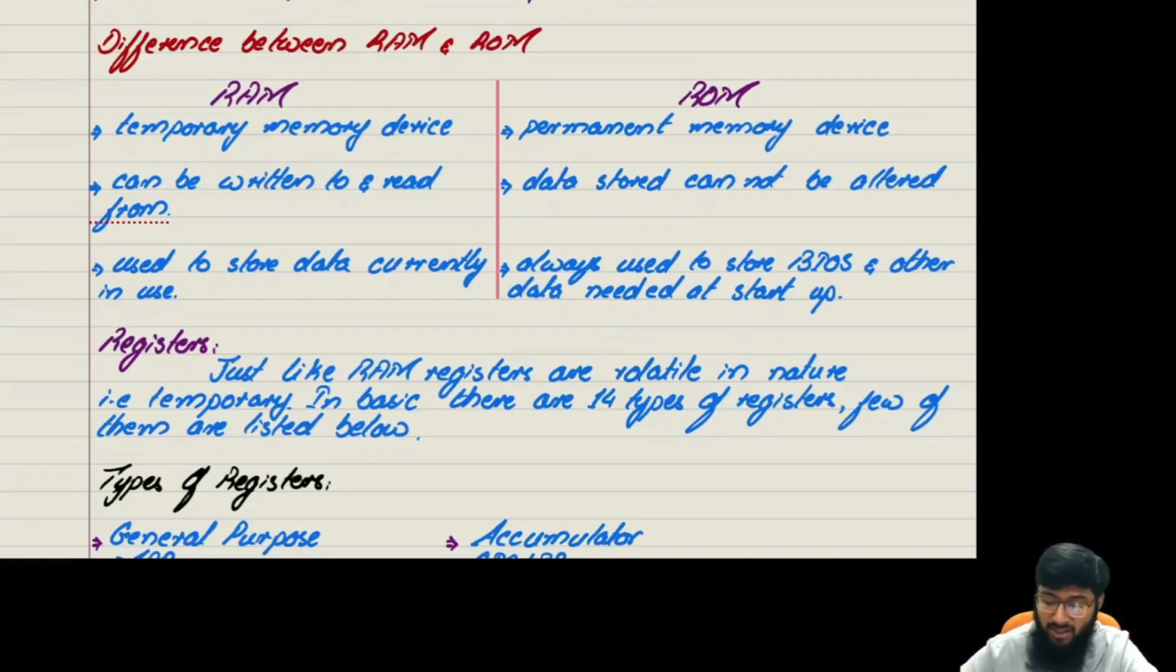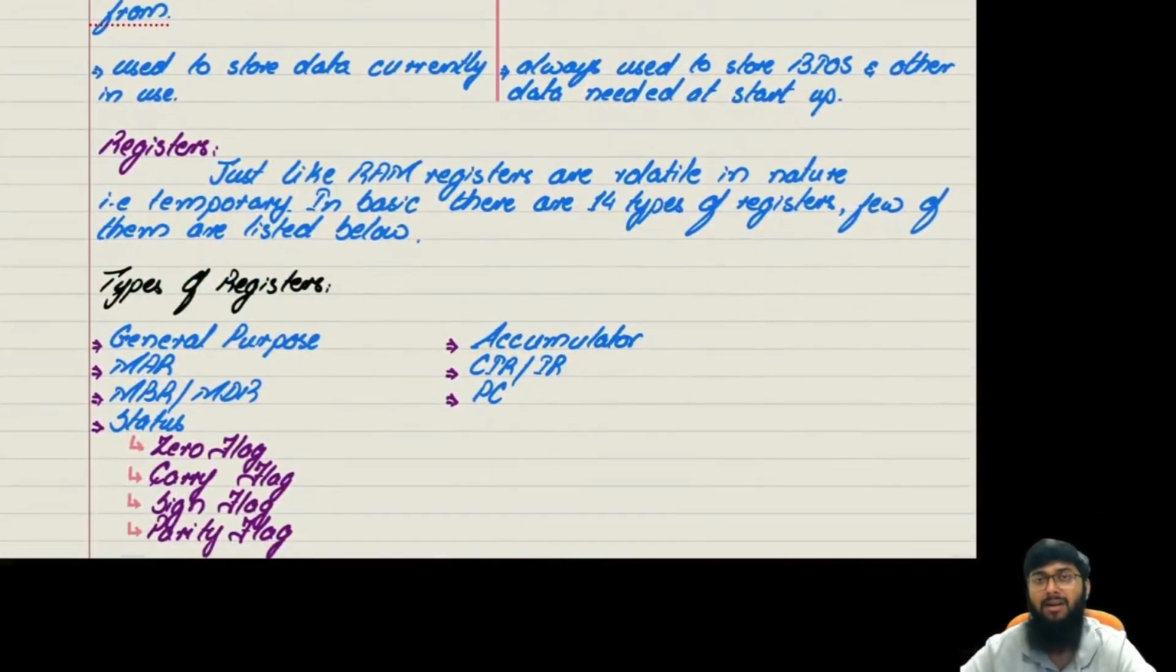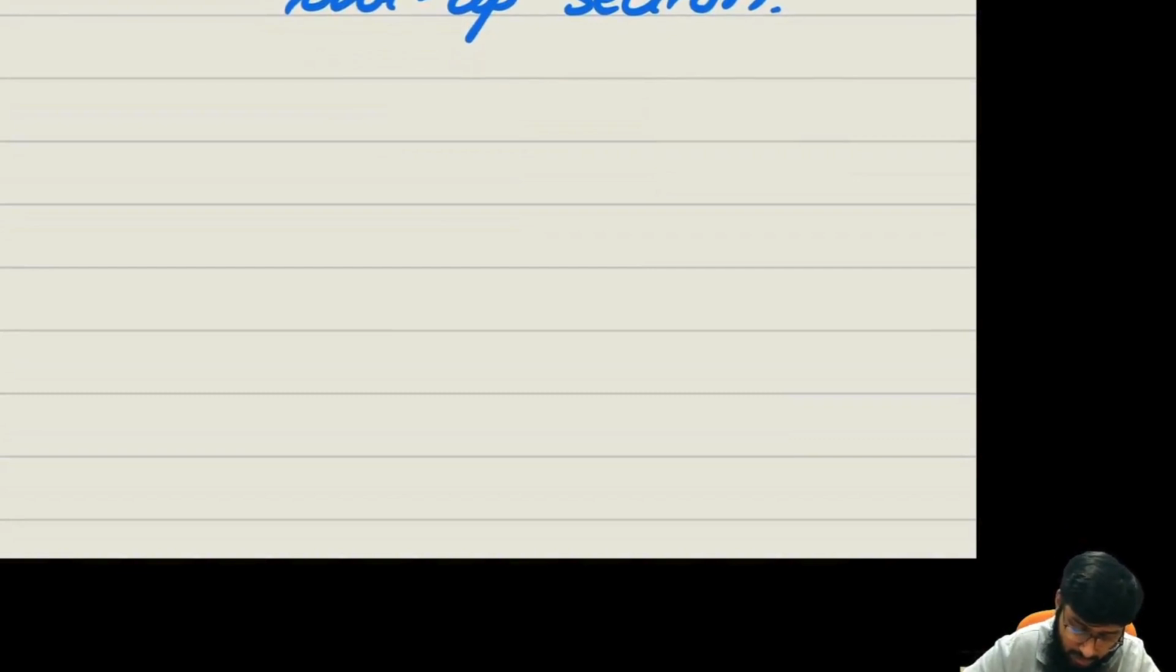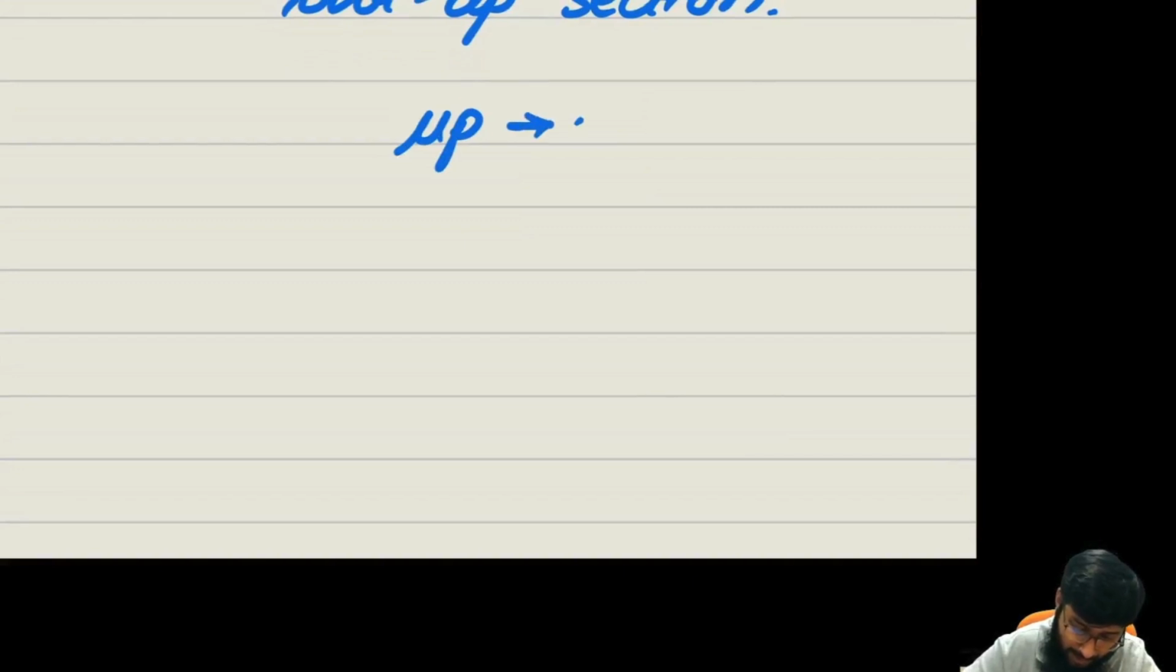Now coming towards the registers, just like the RAM, registers are also volatile in nature. Volatile means, as we just discussed, they are temporary in nature. Now, let me draw a rough diagram to understand this. Just assume, okay, that's the symbol for the microprocessor over here.